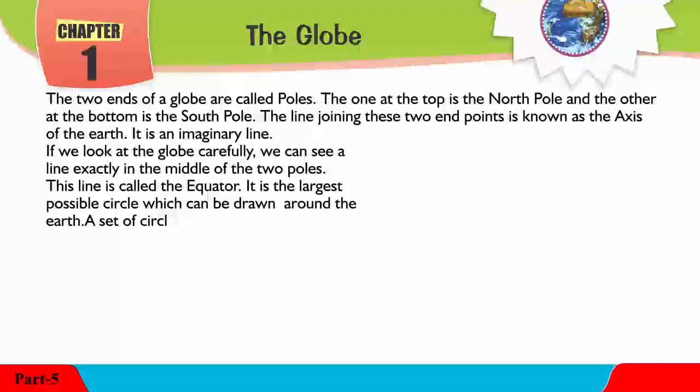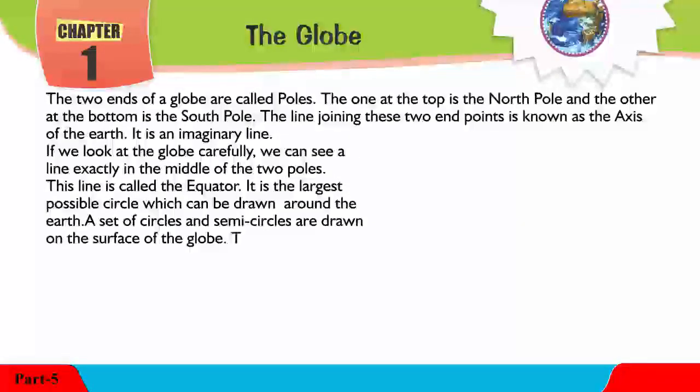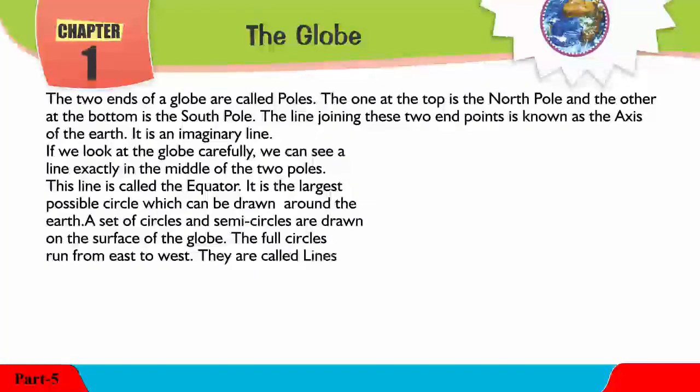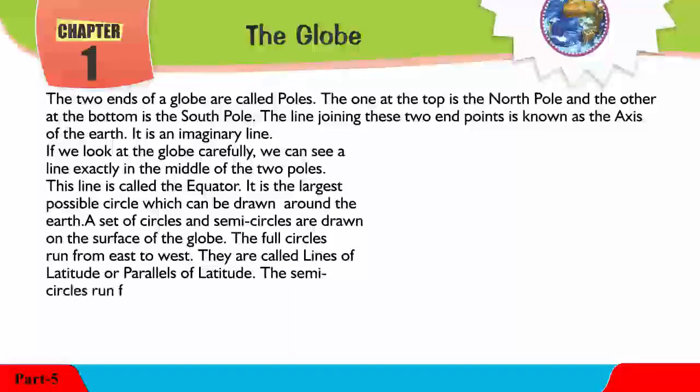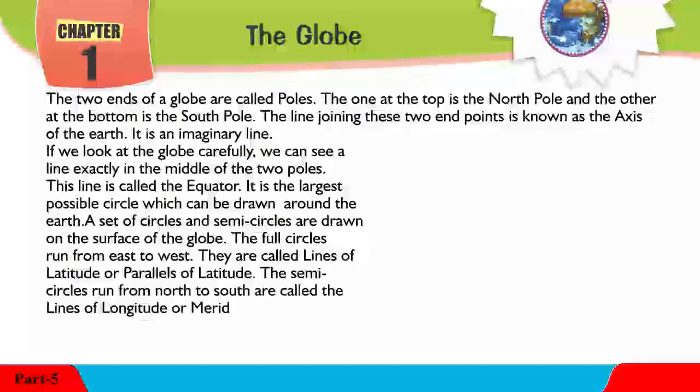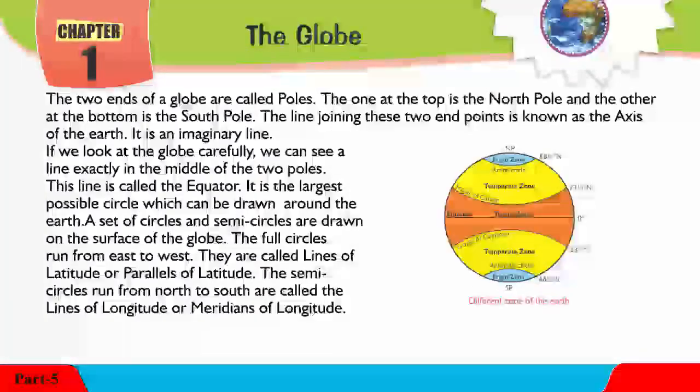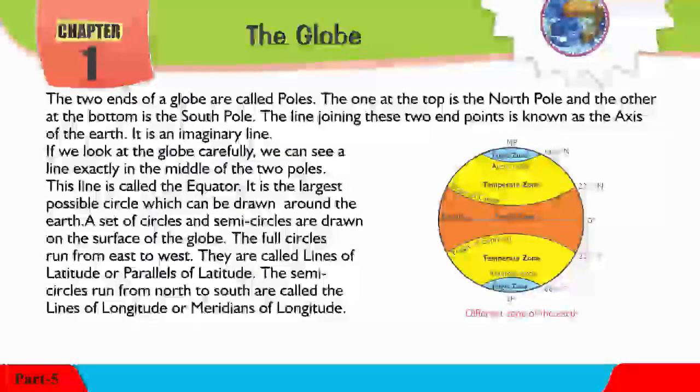A set of circles and semicircles are drawn on the surface of the globe. The full circles run from east to west. They are called lines of latitude or parallels of latitude. The semicircles that run from north to south are called the lines of longitude or meridians of longitude. Different zones of the Earth.